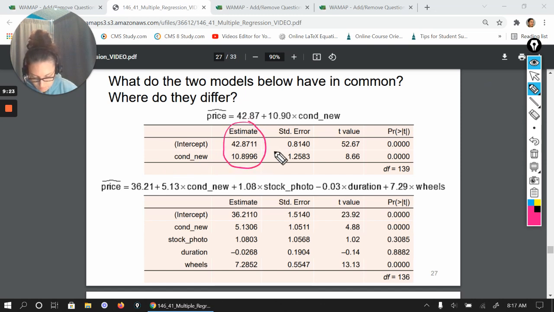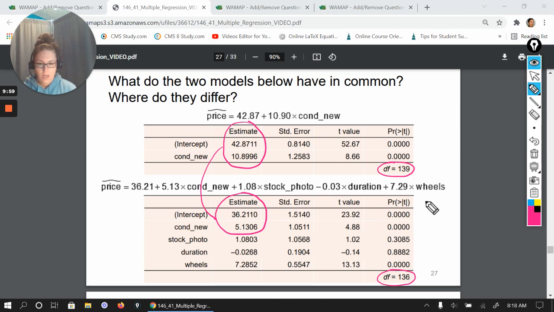So I'm going to look at the estimate here. And then down here it's using all of the variables. If I were to just compare the condition new variable with the intercept, and then down here the same thing, just compare these two, you're seeing a little bit of a difference there. So we can also look at the degrees of freedom. They're 139 for this one, they're 136 for this one.